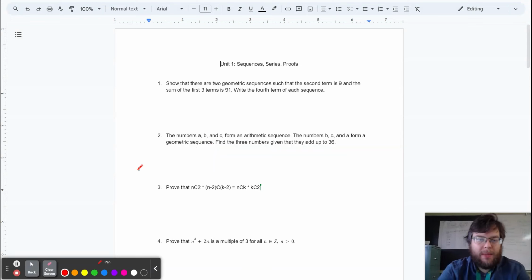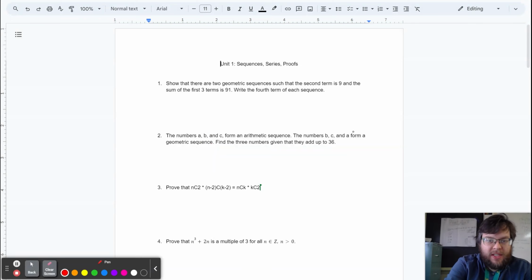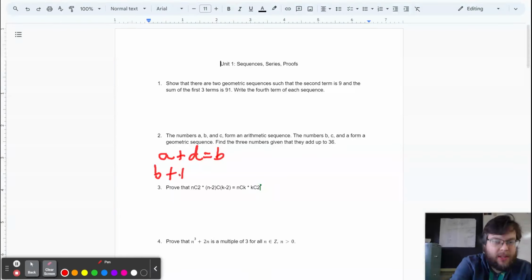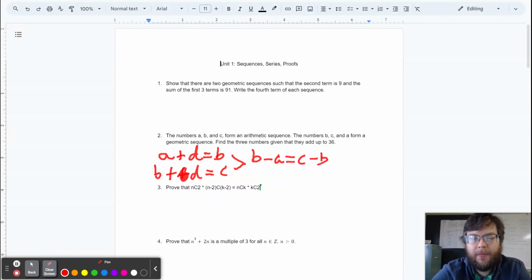Number two: A, B, C make an arithmetic sequence, B, C, A make a geometric sequence, and they add up to 36. So let's write our clues. A plus a common difference is B. B plus a common difference is C. And that's what it means to be an arithmetic sequence. If I put those two ideas together, that means that B minus A equals C minus B.